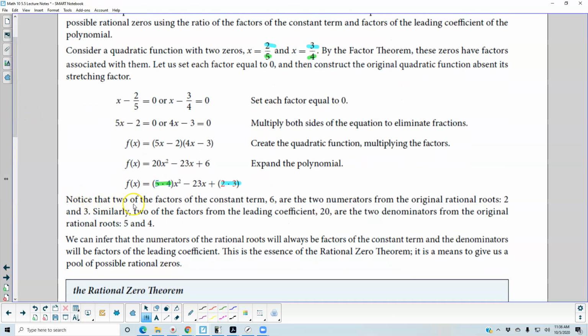So again, notice that two of the factors of the constant term 6 are the two numerators from the original roots, 2 and 3. Similarly, two of the factors from the leading coefficient, 20, are the two denominators from the original rational roots, 5 and 4. So we can infer that the numerators of the rational roots will always be factors of the constant term, and the denominators will be factors of the leading coefficient. This is the essence of the rational zero theorem. It is a means to give us a pool of possible rational zeros.